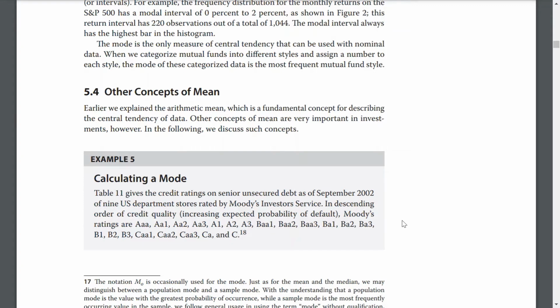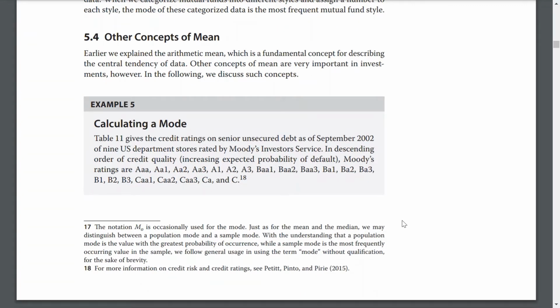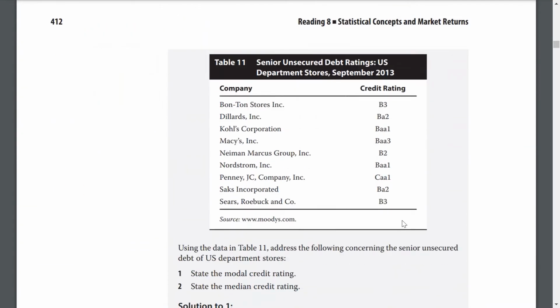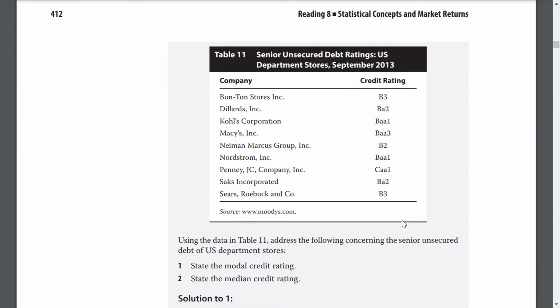Example 5, calculating a mode. Table 11 gives the credit rating of senior unsecured debt as of September 2013 of 9 U.S. department stores rated by Moody's Investors Service in descending order by credit quality, that is, increasing expected probability of default. Moody's ratings are AAA, AA1, AA2, and so on, all the way to C, which is the worst. So these are the department stores and these are the credit ratings.